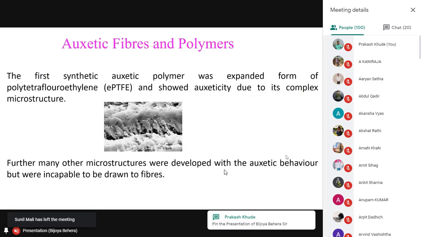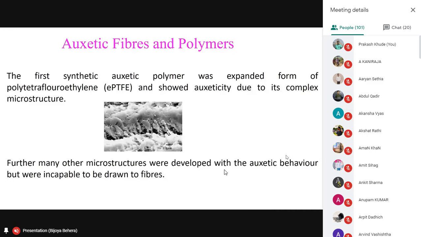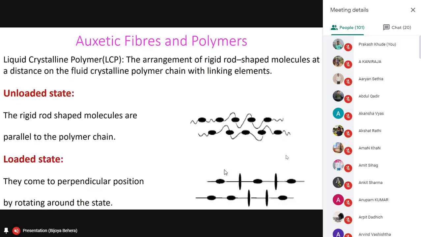So this is a polymer substance. Our focus today is on weaving. So I'm just giving you examples, not discussing. Similarly, auxetic fiber and polymer, some more examples.